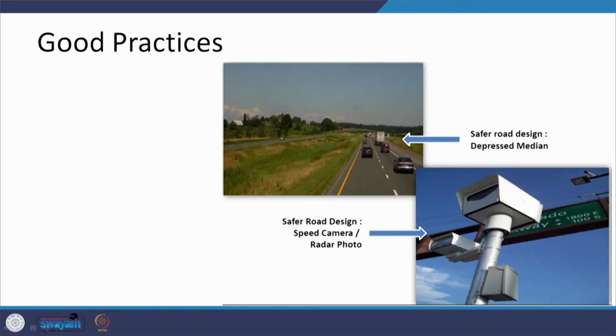We look at another case where the traffic is moving on this particular side as well as this side. So, this is a segregation.